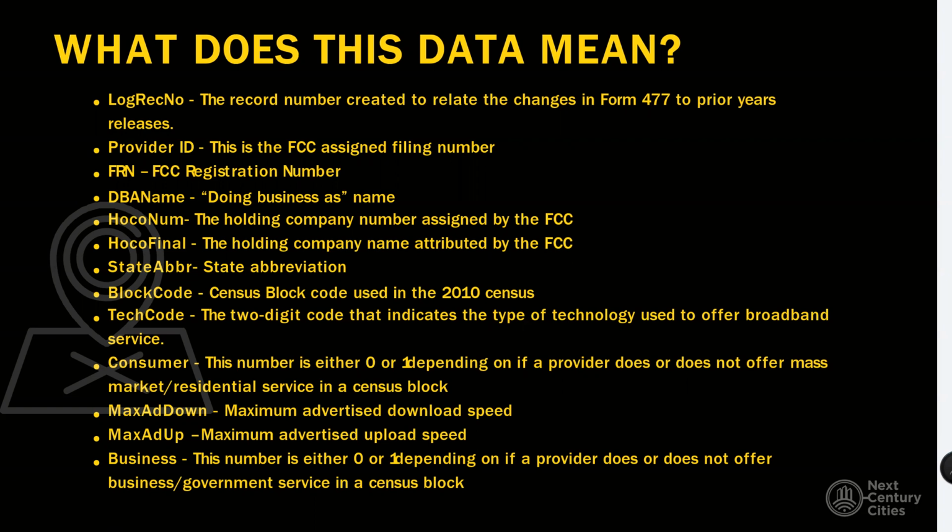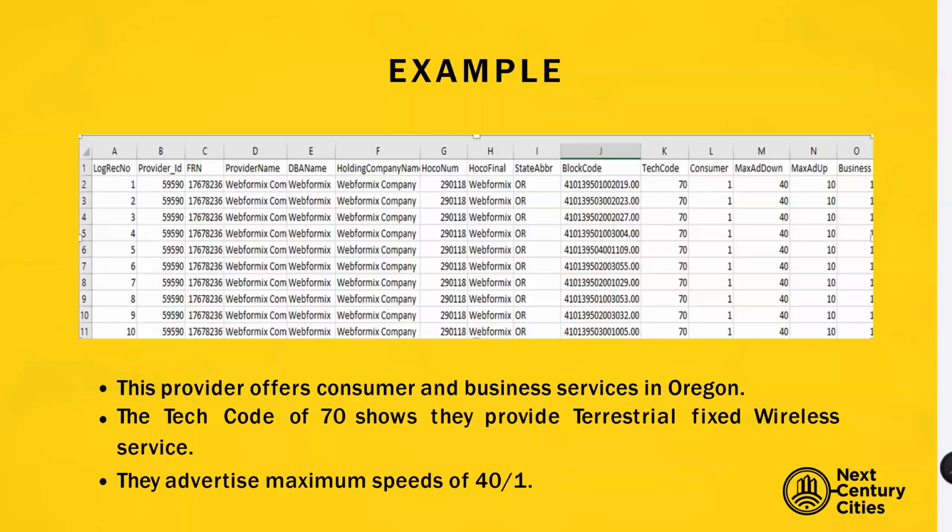So what does this all mean? Well, if we go back to our picture from a few slides ago, we can see that there is a provider in Oregon that provides advertised maximum speeds of 40 megabits per second download and 1 megabit per second upload. If we look at the tech code, it shows that they provide terrestrial fixed wireless service. And if we look at the consumer and business, it also shows that they provide mass market and business services as well.